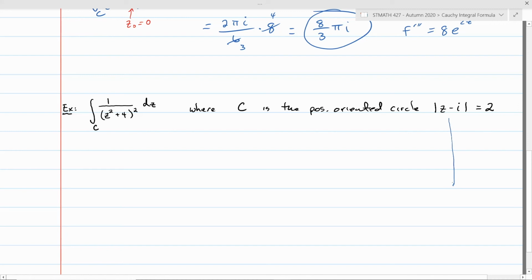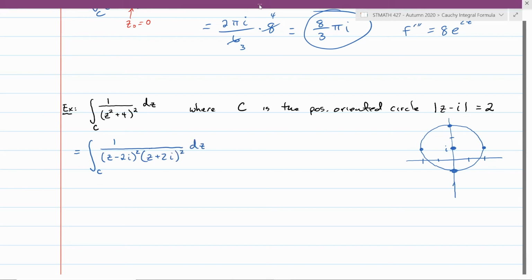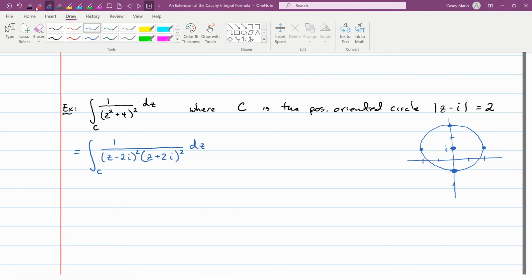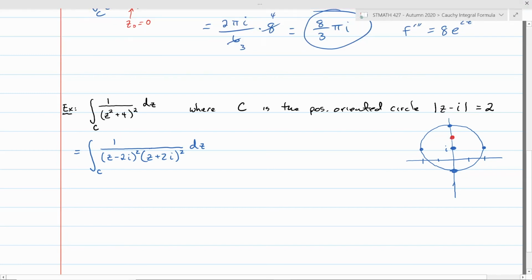So this circle, let me graph it real quick over here. I. So here's my circle, centered at i. And it will be helpful to factor the denominator out a little bit. So z squared plus 4, I could factor that as z plus 2i times z minus 2i. And so the denominator really is z minus 2i quantity squared times z plus 2i quantity squared dz. So notice that we get these two zeros in the denominator, these problem points. One of them is at 2i, and the other one's at negative 2i.